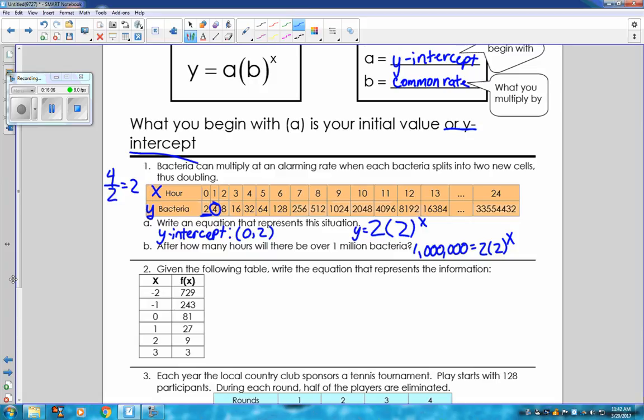Okay, so try the next number. You're going to type in everything the same way except instead of 18, you're going to put in 19. Nope, not 3. It's going to be 2.